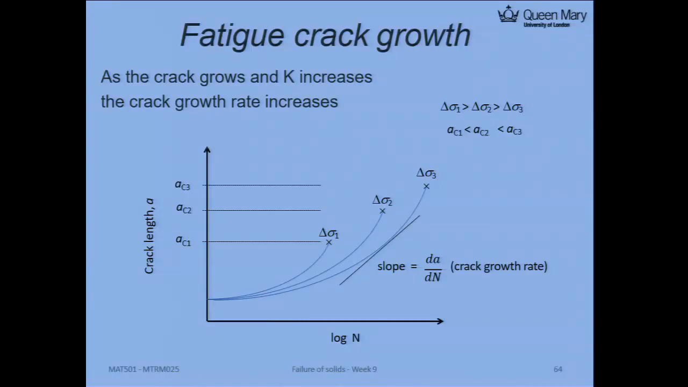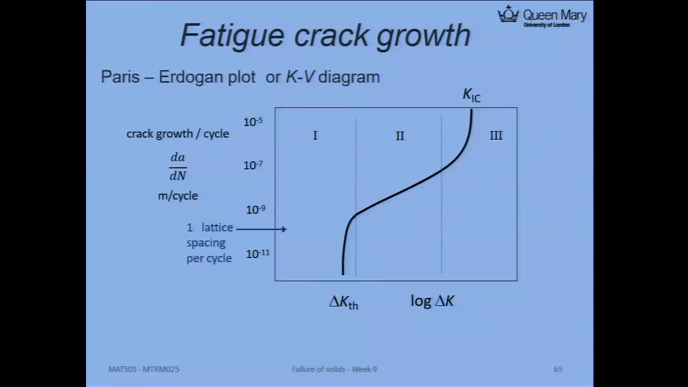And if you look at the slope of that curve, it gives you the gradient of the crack length over the number of cycles, dA over dN. So let's look at the typical curve, which is called Paris law. So just remember this guy, Paris law.